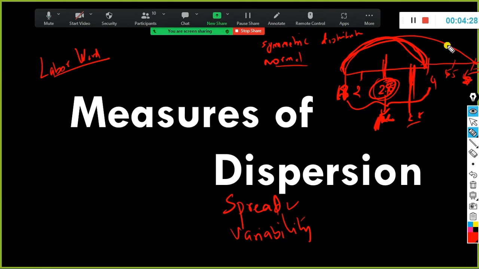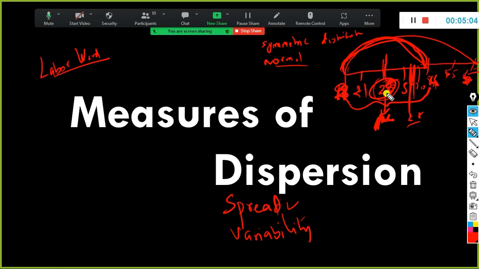because the spread is too wide here, or the spread of the values in the data set is large. In the case of lesser spread, almost all the values are closer. Let's say this is 2 and 2.1, this is 2.5, and let's say this is 3 and 3.5 or 3.6. So almost all the spread is very less.